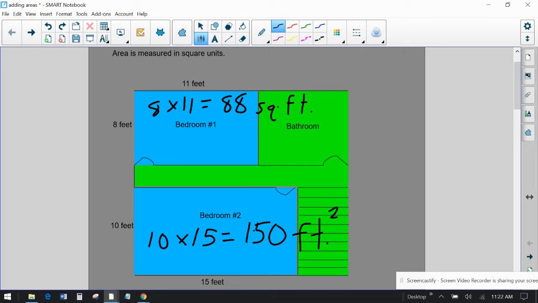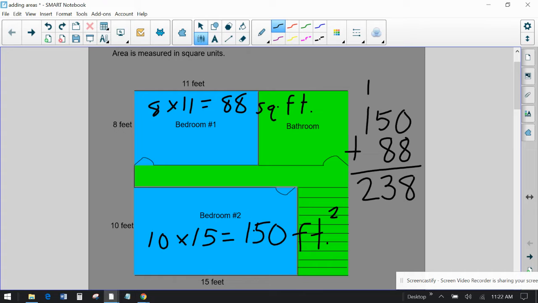So bedroom 1 was 88 square feet. Bedroom 2, the area was 150 square feet. So let's add these 2 up. I'm going to use my standard algorithm, stacking, lining up my ones place, my tens place, my hundreds place. 0 plus 8 is 8. 5 plus 8 is 13. And I can't put my 1 down, so I'm going to kick it up over the 1. So 1 plus 1 is 2. The answer is 238 square feet. And that's the sum of both bedrooms combined. So that might be a question somebody asks.